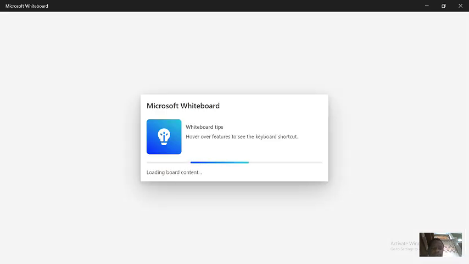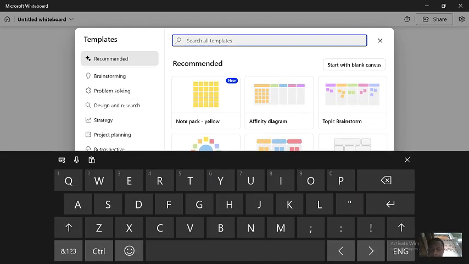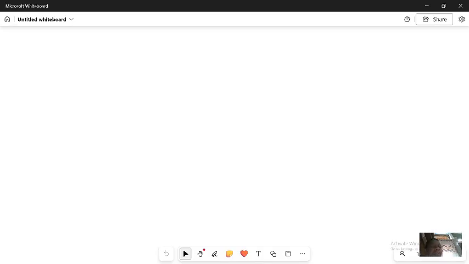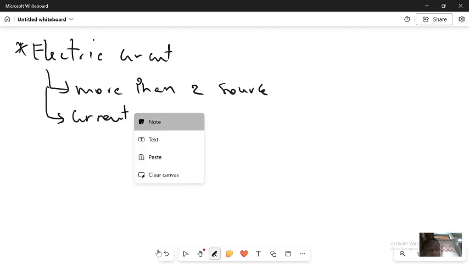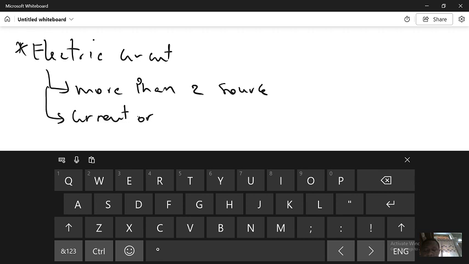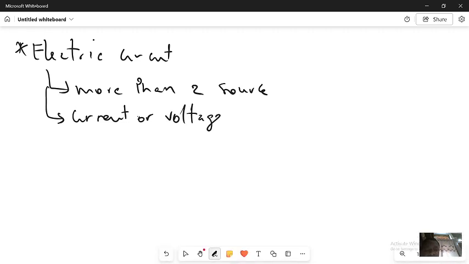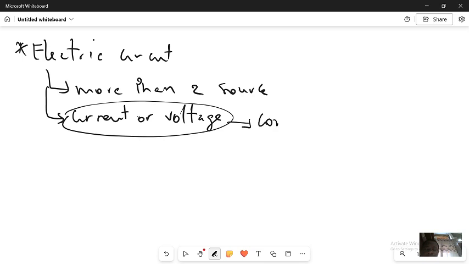Now we'll talk about the superposition method. The superposition method says that if I have an electric circuit that has two or more sources, then to find the current or voltage of an element, it will be the summation of the current contributions of each source.